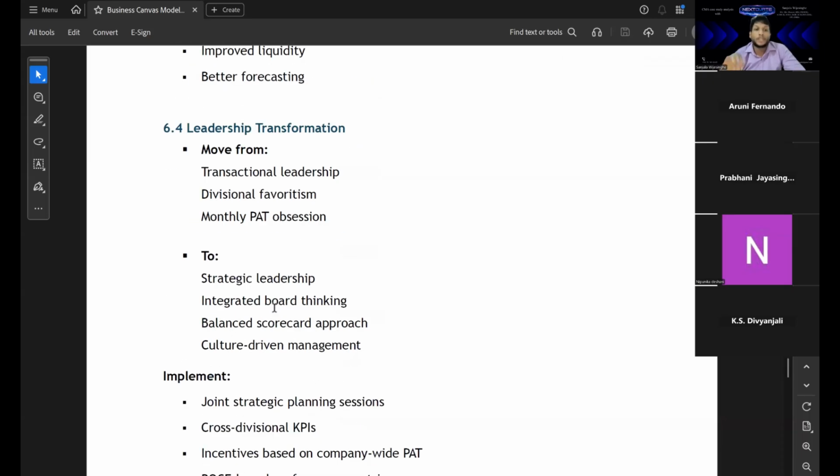Then this leadership transformation, very important when it comes to your case study. This is what you see, transactional leadership. Now don't ask what is meant by transactional leadership and so on. I am not going to answer those silly questions at the final stage, right? Divisional favoritism is also there. Then monthly profit after tax obsession is also there. These are the move from.